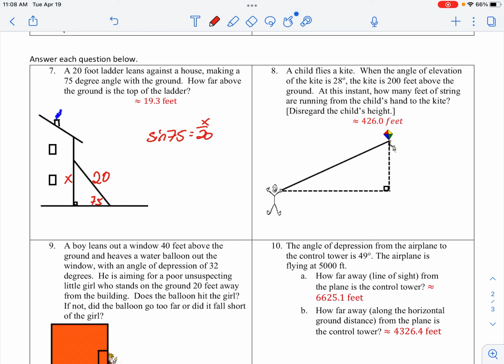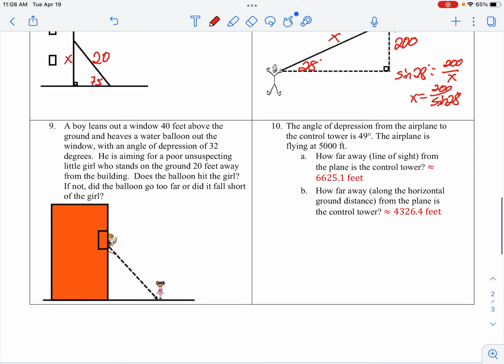A child flies a kite when the angle of elevation of the kite is 28 degrees. The kite is 200 feet above the ground. At this instance, how many feet of string are running from the child's hand to the kite? Okay, based off that picture, we have ourselves another sine. This one is going in as division, everybody. So 200 divided by the sine of 28. And I do get the 426.